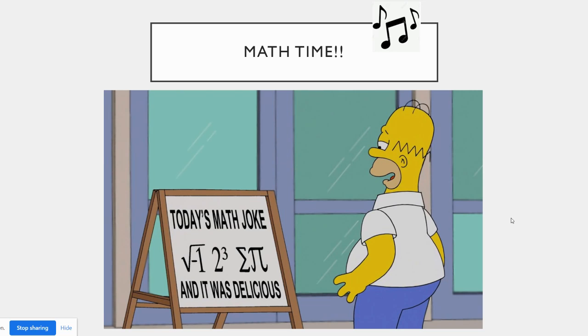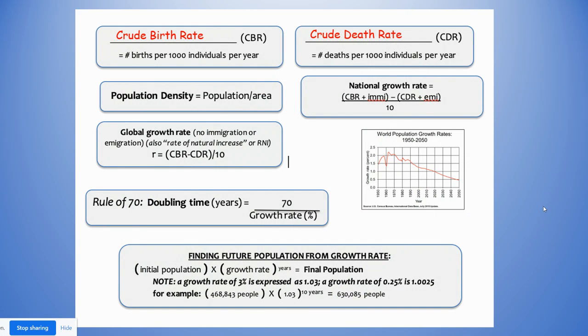All you Gretas and Chutescots out there, it's math time. So we are in Unit 3, Section 4. We're going to look at some population math. So we are on page 16 of your packets.